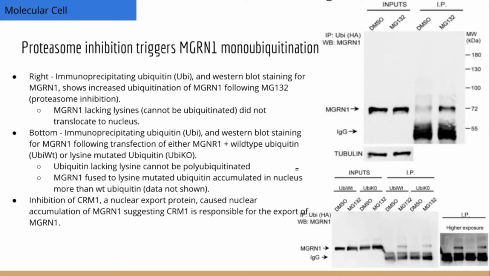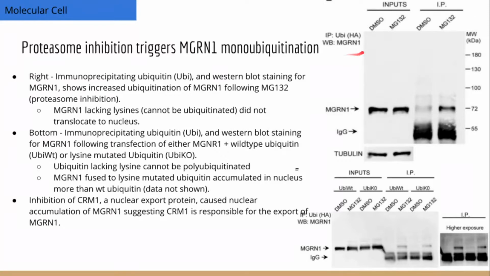How then does proteasome inhibition lead to MGRN1 translocation to the nucleus? To test this, the researchers decided to look at monoubiquitination, which is a common mechanism of tagging proteins for transport. On the right, we see the results of an immunoprecipitation of ubiquitin, followed by the immunoblotting, or the Western blotting, of MGRN1. This immunoblot reveals that co-immunoprecipitation of MGRN1 increases following treatment with MG132. This means that MGRN1 is ubiquitinated following MG132 treatment.